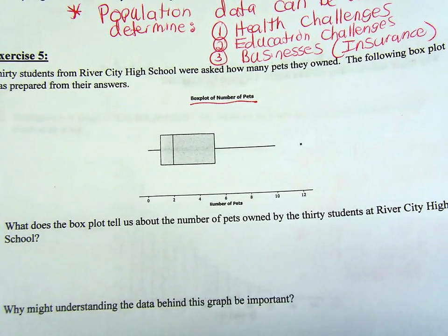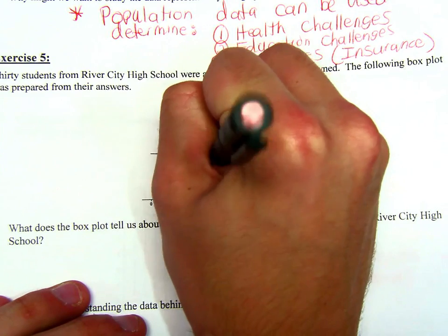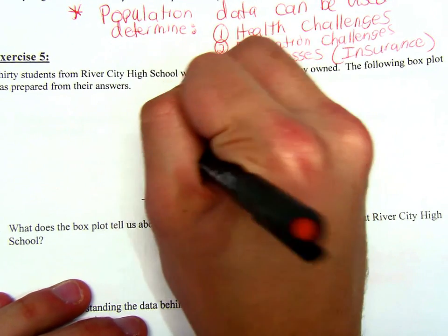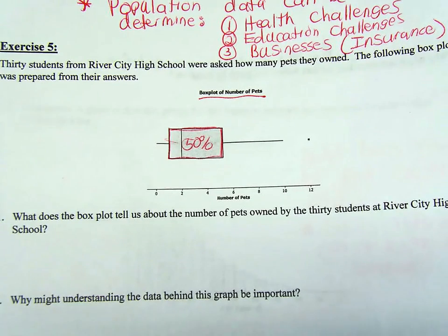And remember, with box plots, we know that in our box part, or this box right here, this is where 50% of the data is. So, what could this tell us?